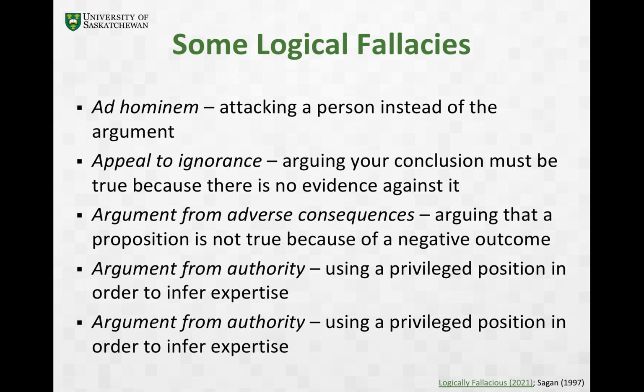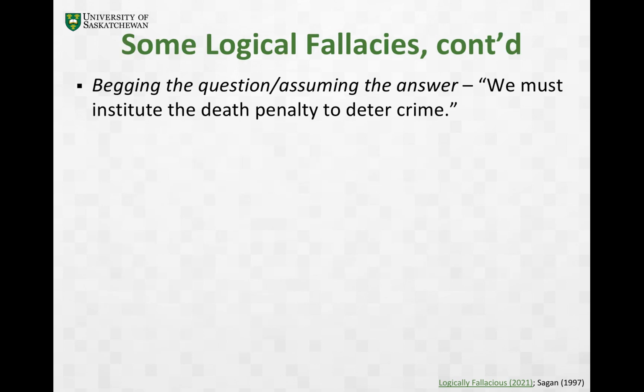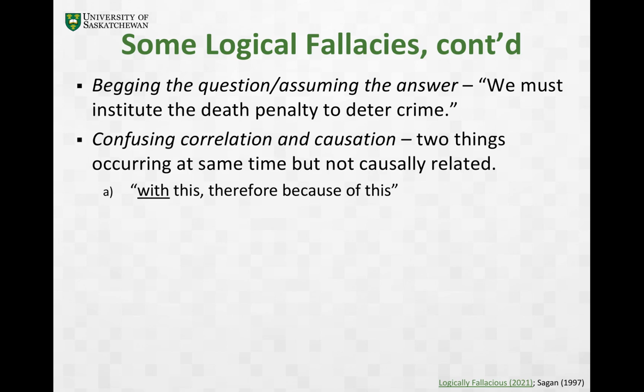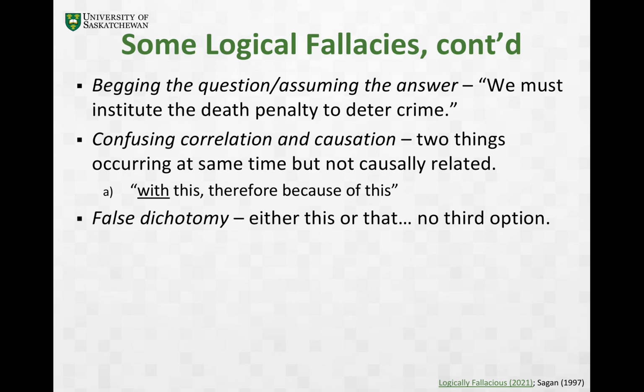And if you didn't hear it the first time, there's a second time on the slide, apparently. Begging the question and assuming the answer. So, for example, saying something like, we must institute the death penalty to deter crime. Confusing correlation and causation. We've talked about this before in research methods. Having a false dichotomy, saying it's either this or that, there's no third option. And we know that when we're actually looking at solutions and outcomes, there are always more than just 2 options.